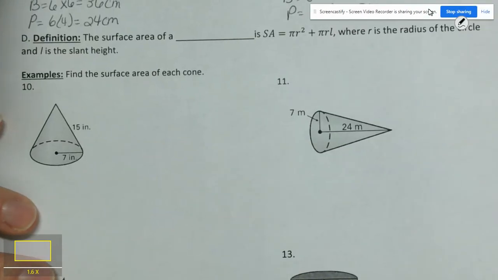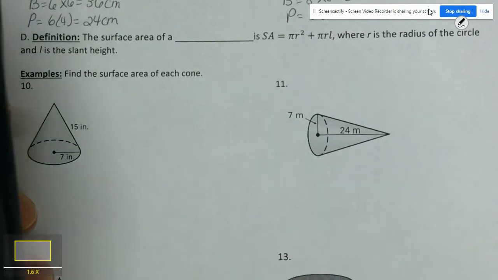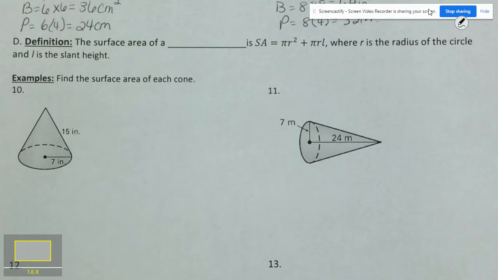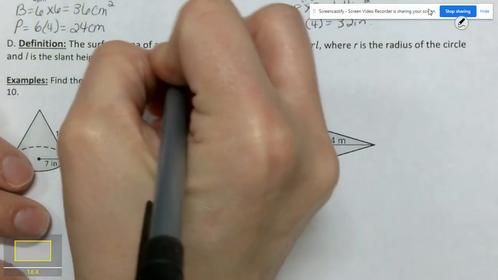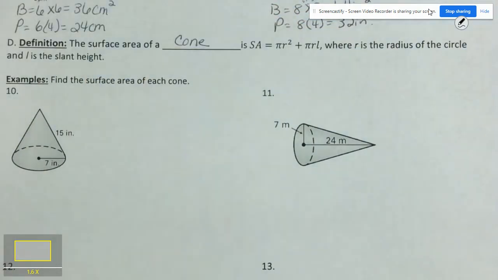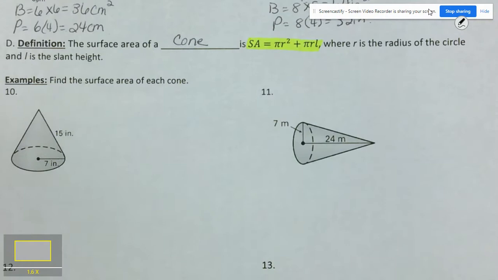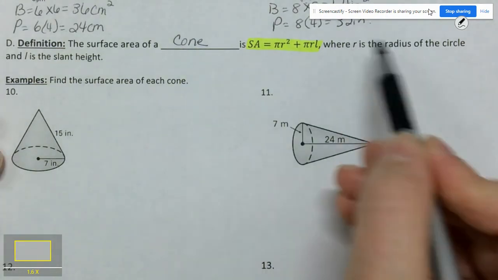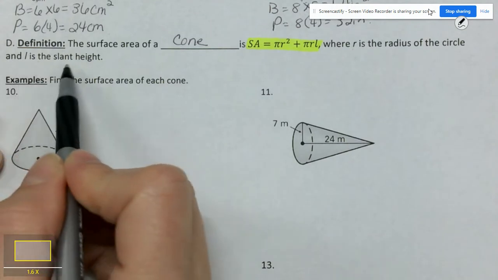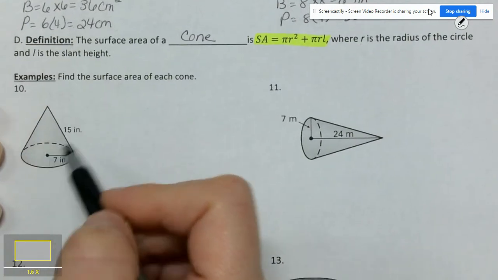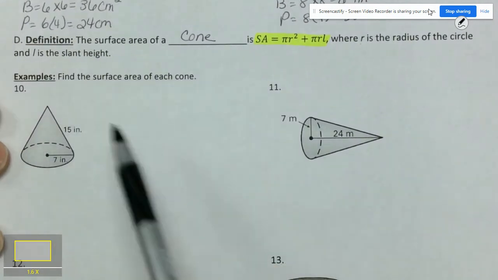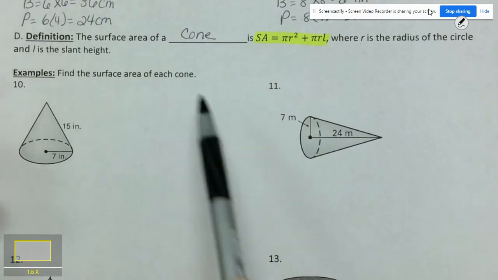Right, guys, the last shape we need to learn to take the surface area of is a cone. So the surface area of a cone is pi r squared plus pi r L. Again, the r is the radius of the circle, and L is that slant height. So let's look at some examples. Find the surface area of each cone.